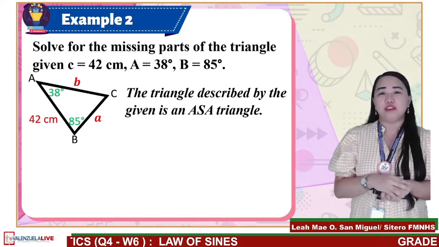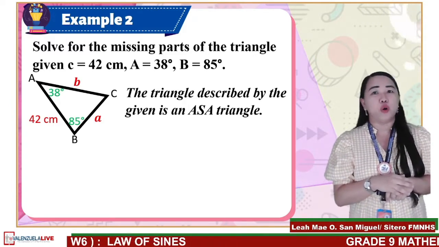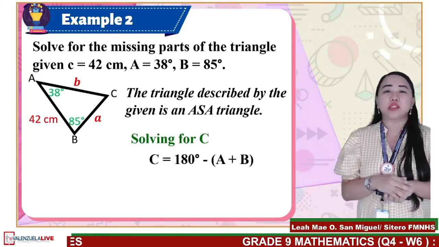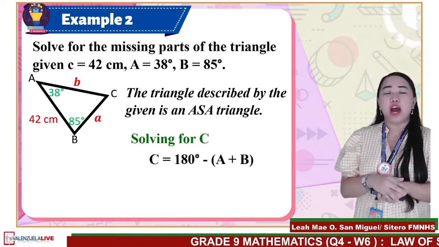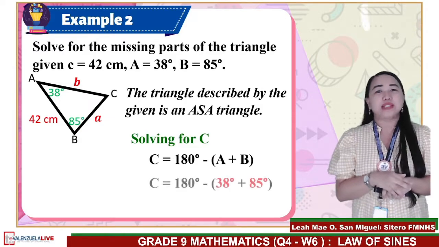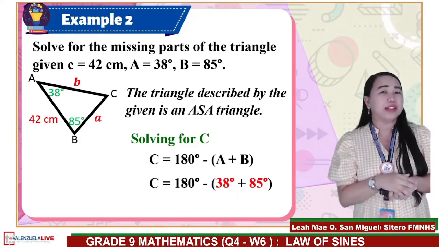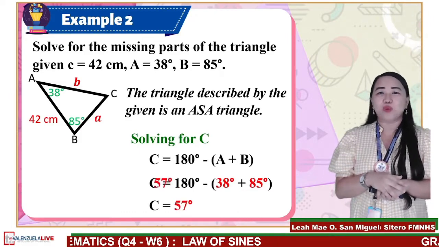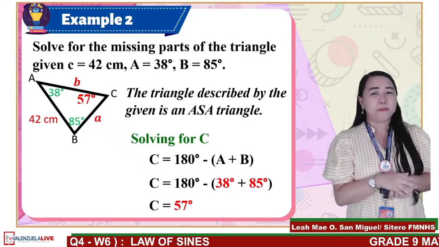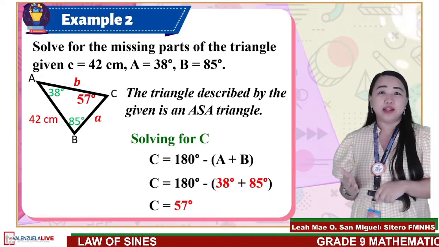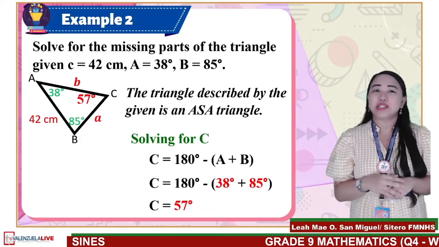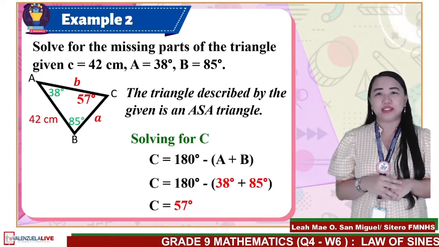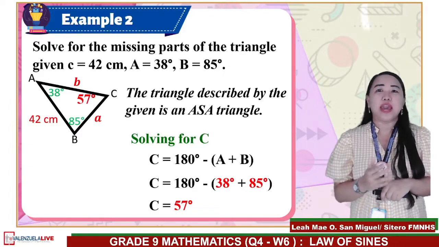Two angles are given, hence, we can solve for the third angle, which is angle C, by subtracting the sum of the two angles from 180 degrees. Substitute the given measures of angles A and B, simplify it, and we get C is equal to 57 degrees. The measure of the three angles is complete. Let us now find the lengths of the unknown sides a and b. We can find either a or b.